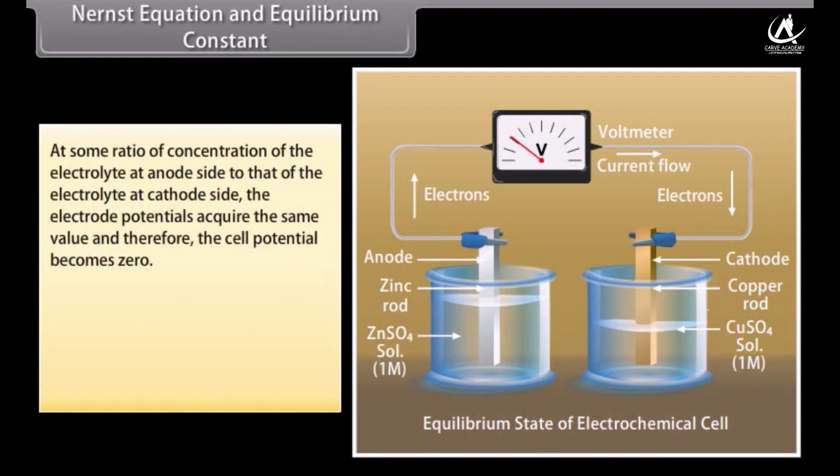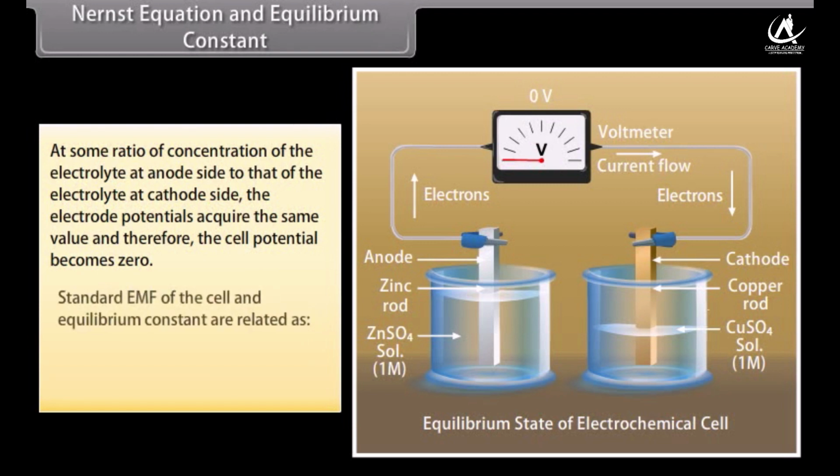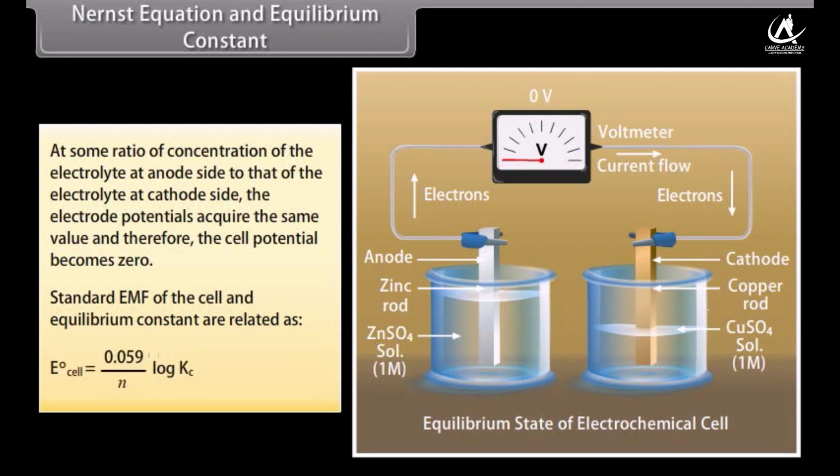Ultimately, at some ratio of concentration of the electrolyte at anode side to that of the electrolyte at cathode side, the electrode potentials acquire the same value, and therefore the cell potential becomes zero. At this stage, the electrochemical cell stops working and the cell is in a state of equilibrium. By knowing standard EMF of the cell, equilibrium constant for the cell reaction can be calculated as E0 cell is equal to 0.059 upon n log Kc.